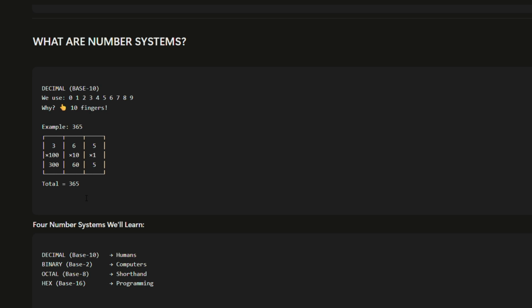And here's the thing, right? There's nothing magical about having 10 digits. We probably use base 10 because we have 10 fingers to begin with. Whereas computers, on the other hand, don't have fingers. They have electronic switches. They have two states, which is on or off. Therefore, they use a completely different system entirely.